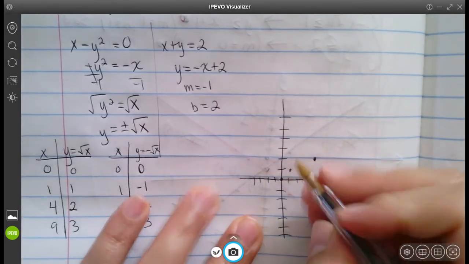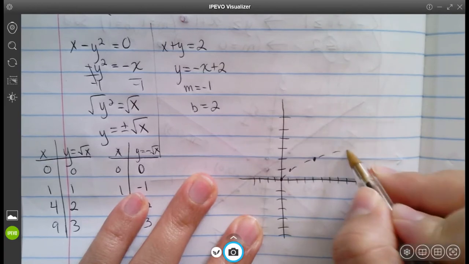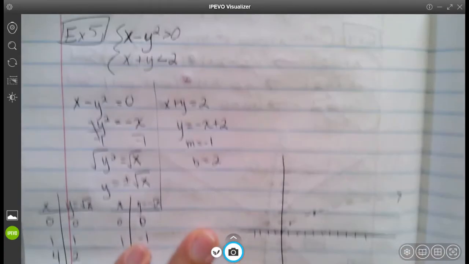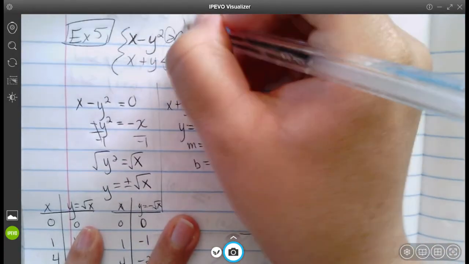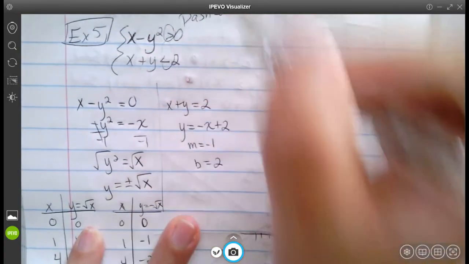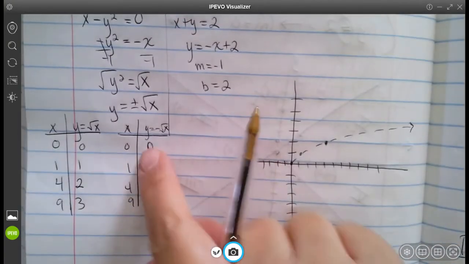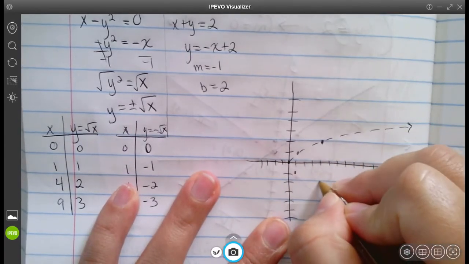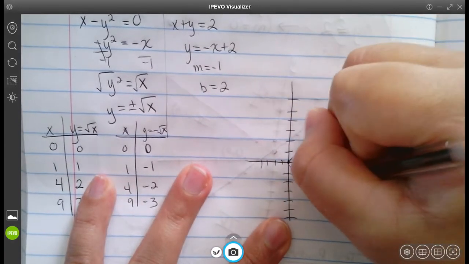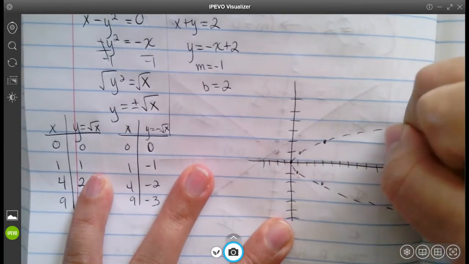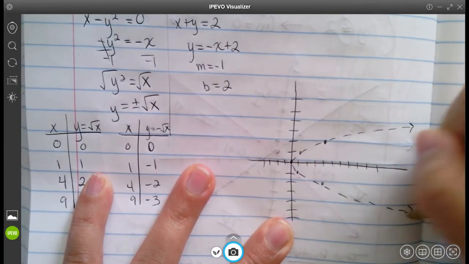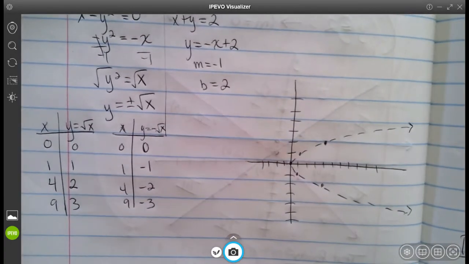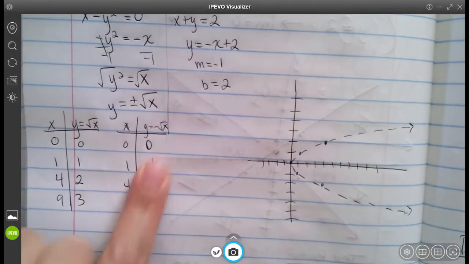So I know this is going to be something like that. And I'm putting a dashed line because from the very beginning, both of these are dashed. Okay, and I have the second piece, the other half of this, on the other side. So 1, -1, 4, -2, and it looks something like that. So it's kind of like a sideways parabola. It's a little bit special because if you were to do this as one piece, it wouldn't be a function, which is why we have to split it up into two pieces like that.